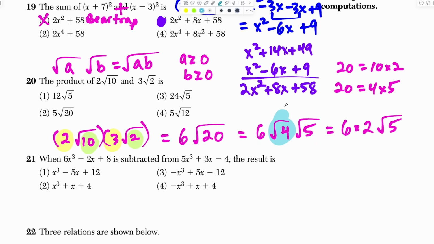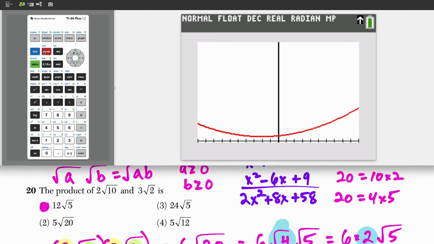Okay, so I just want to point out the square root of 4 is 2, and that leaves the square root nicely. So now I just do 6 times 2. This I can multiply and I get 12 square root of 5. And this is going to match up with choice 1. But once again, we're in the multiple choice.